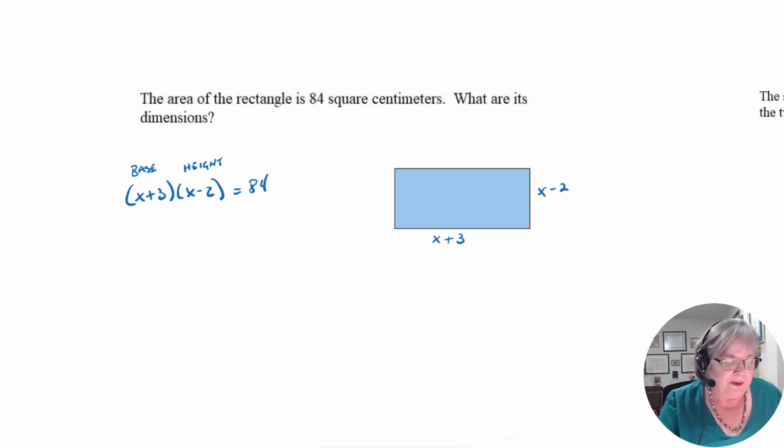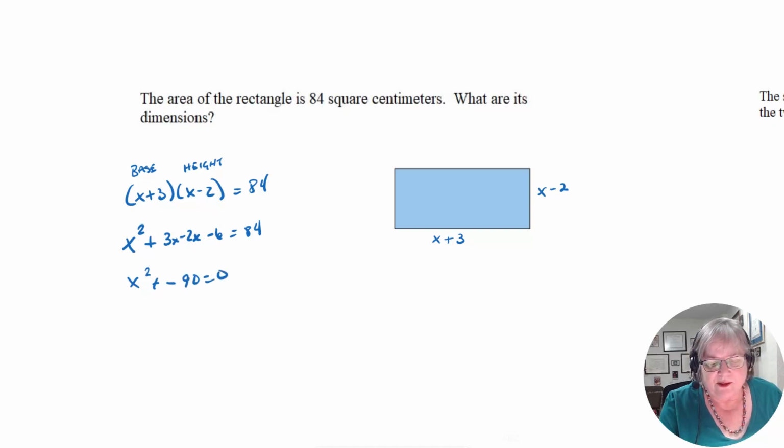So we're going to multiply this out, and this would be x squared, and you would have plus 3x minus 2x minus 6 equals 84. So x squared plus x, sorry about that, minus 90 is equal to 0. My x got lost in this translation. That's bad. Here we go.